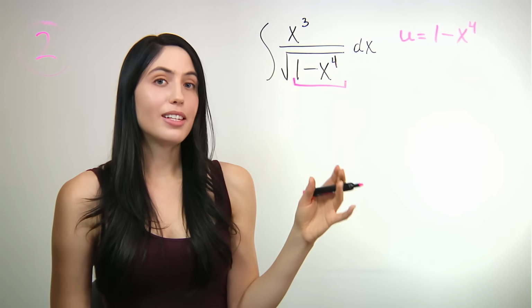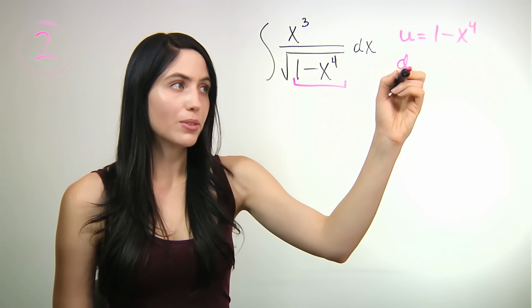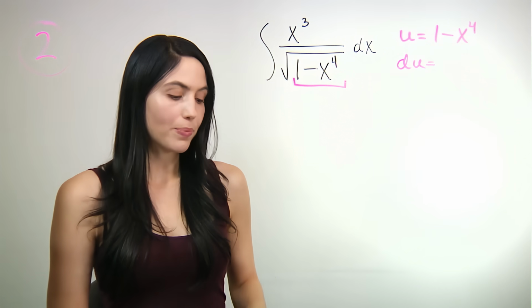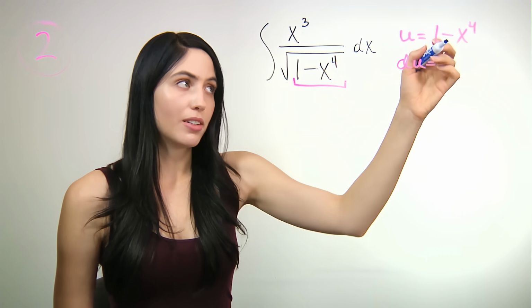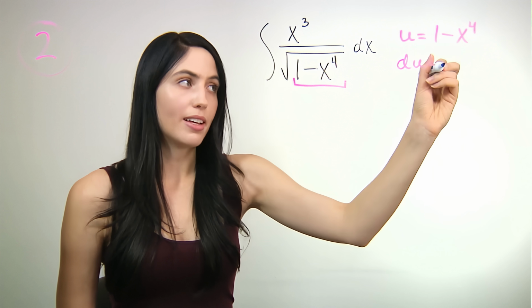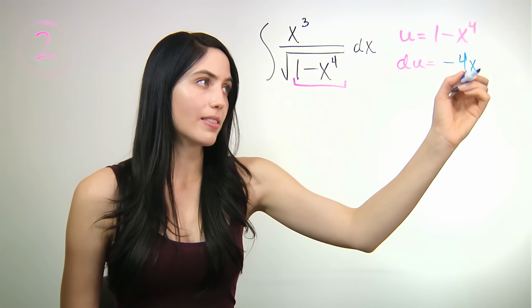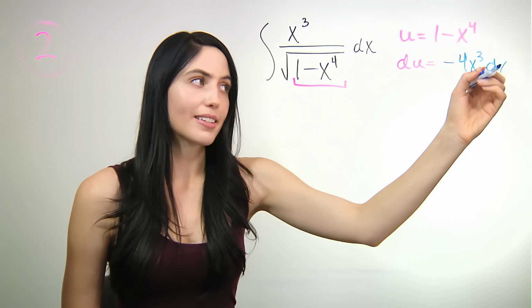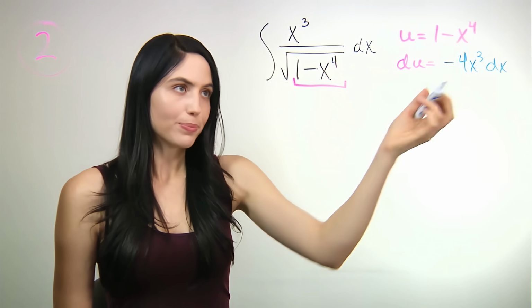Next step is to find the differential du. Du you get by taking the derivative of this expression with respect to x. So the derivative of the 1 gives you nothing, and then this part, the derivative would be negative 4x cubed dx. Don't forget the dx. That's there because you took the derivative with respect to x.